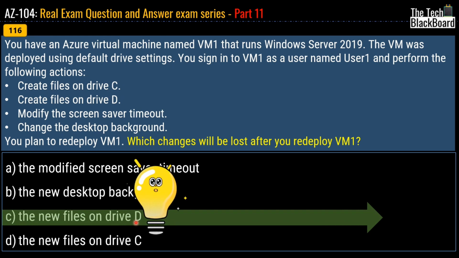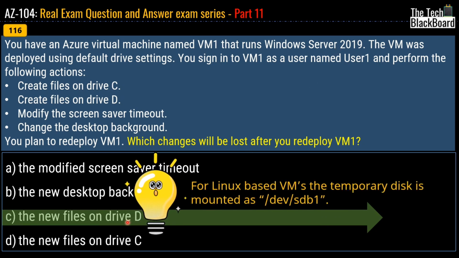Just a quick tip from my side: if the question is tweaked by Microsoft and instead of Windows Server 2019, the question contains a Linux-based machine, then the temporary files are not stored in drive D, but mostly on /dev/sdb1. So in case the question is more around Linux, then you know that this is the correct answer to be chosen.